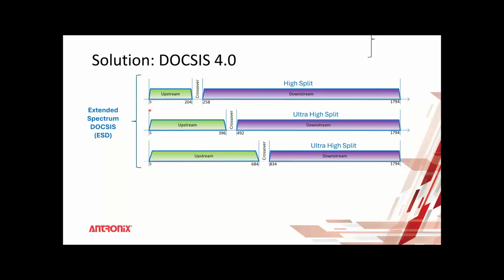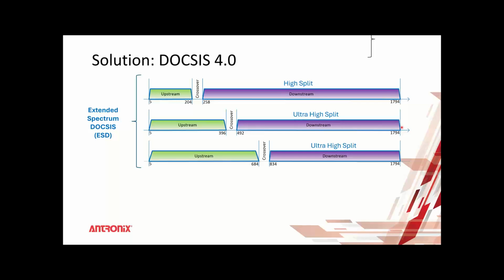So these are different network architectures where you can design your extended spectrum with a fixed crossover, so you have your upstream and downstream at different frequencies, and increasing your capacity for upstream and maintaining your downstream large bandwidth that you need if you extend the frequency out to 1.8.